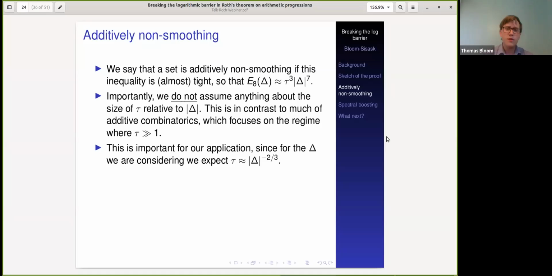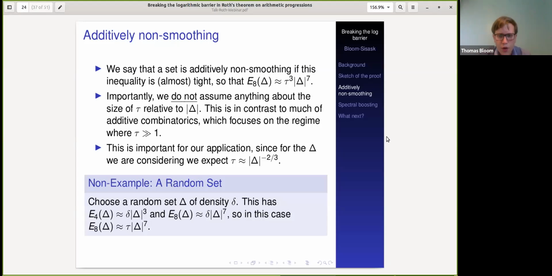And it's very important that we're not putting such restrictions on tau in this work, because for the sort of delta we're considering, namely the large spectrum, so delta is secretly delta eta of A, it turns out we actually expect tau to be the size of delta to the minus 2/3. I won't go into why, but it's a calculation you can do, and that's roughly the size of tau you expect. In particular, this is polynomially small in delta. So the traditional tools of additive combinatorics, like Freiman's theorem, just won't tell you anything useful just from this energy information.